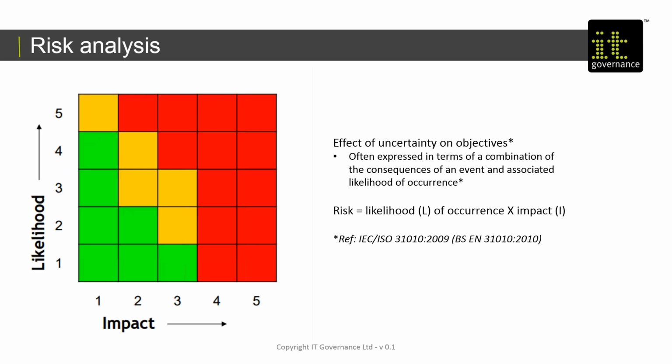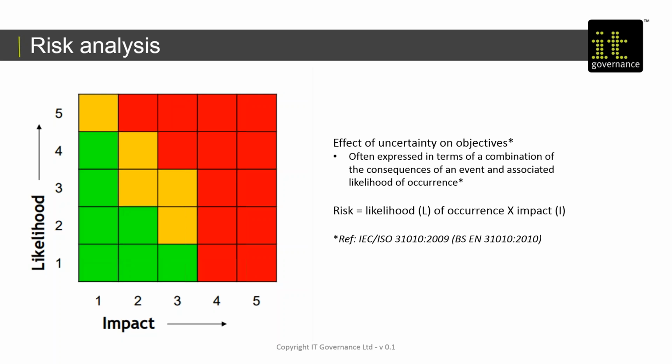Now this red, amber, green type of heat map or risk matrix is very well known to most people. You've only got to search for risk management or something on the internet, and you'll find lots and lots of graphics like this. This is a very typical way of illustrating the analysis of risk. It's a combination of the likelihood of a threat materializing and the impact on the organization or the business process if and when it does.